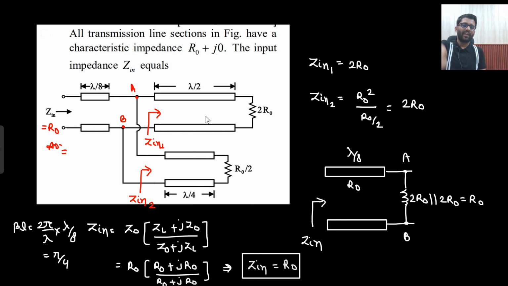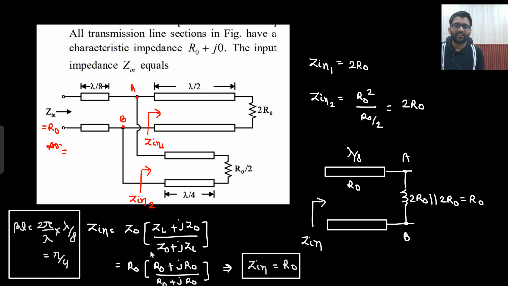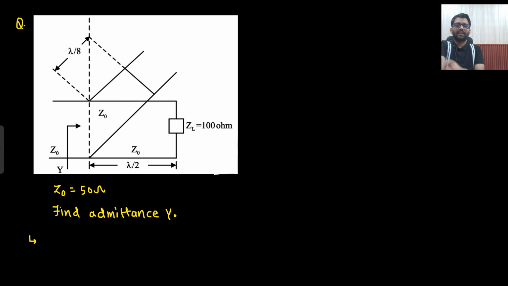What did we do? Between A and B we saw this equivalent, then we saw this equivalent. Both coming into parallel is becoming R naught only. Then what is the formula of Zin? For the lambda by 8 line, you can derive it directly. So Zin is equal to Z naught into ZL plus JZ naught divided by Z naught plus JZL. From there you got the answer equal to R naught. Very straightforward question. Let's see the next one.